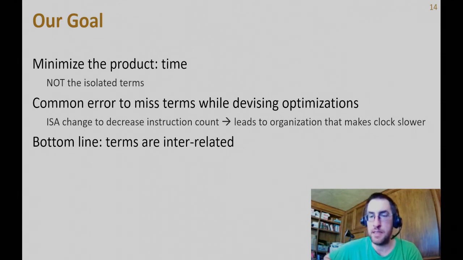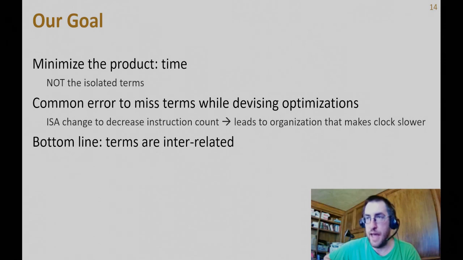The goal of performance is to minimize the time it takes to complete the program. It's not about minimizing the individual terms within that iron law equation. A common mistake is to focus on one of those terms and reduce it. So focus on reducing the number of instructions it takes to complete a program.